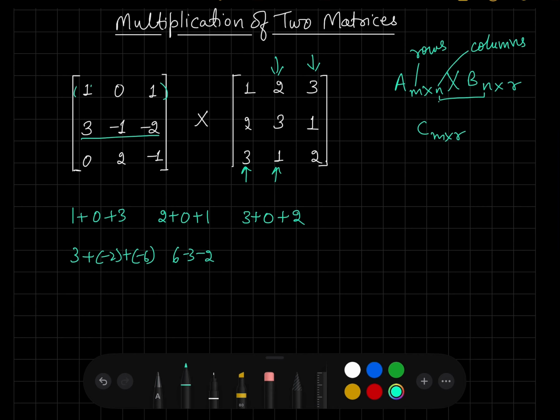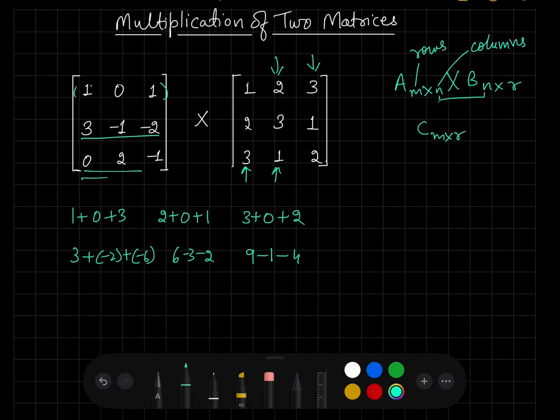Now we will take the third row. Oh sorry, we have to first get the row 2 third column element. So we will multiply row 2 with the third column. So 3 times 3 is 9, then minus 1 times 1 is minus 1, and minus 2 times 2 is minus 4.